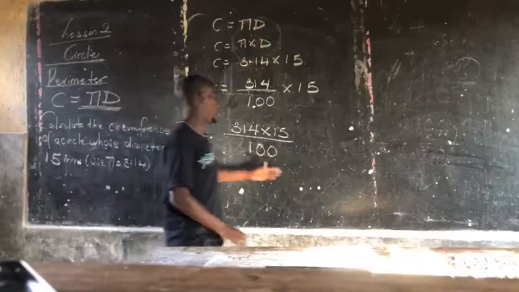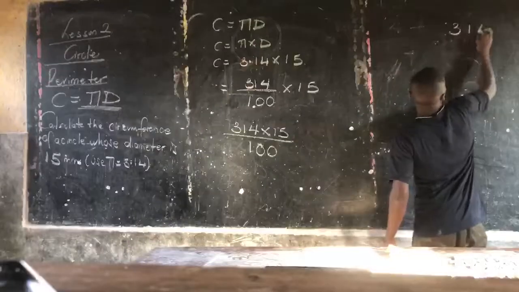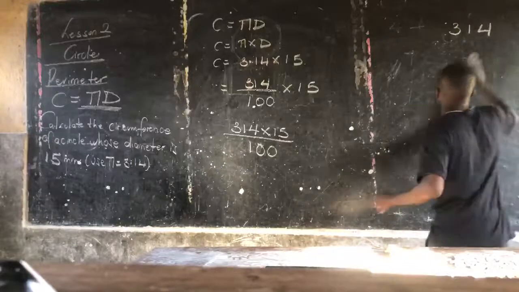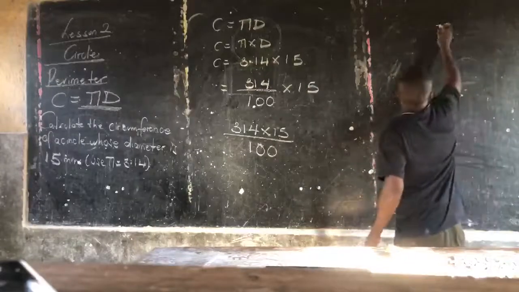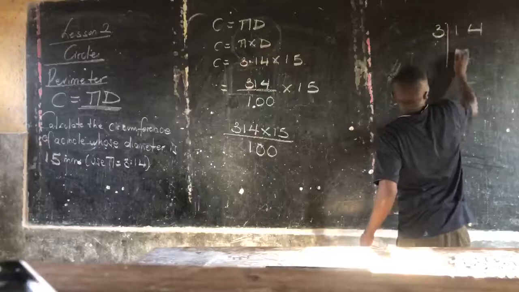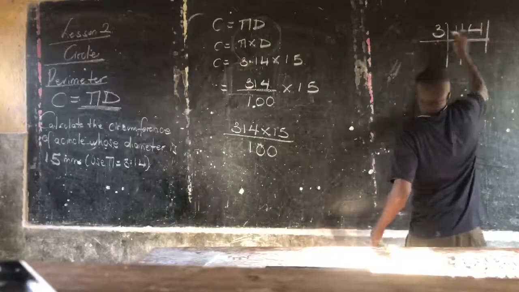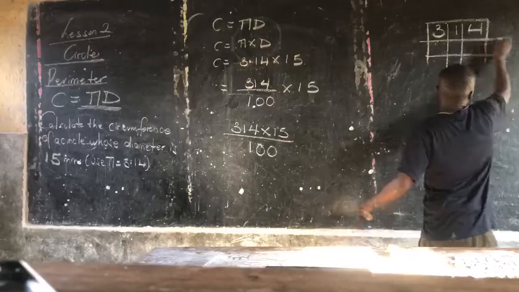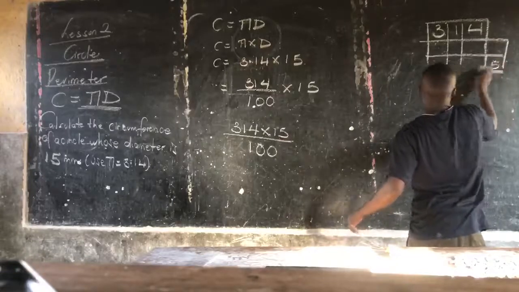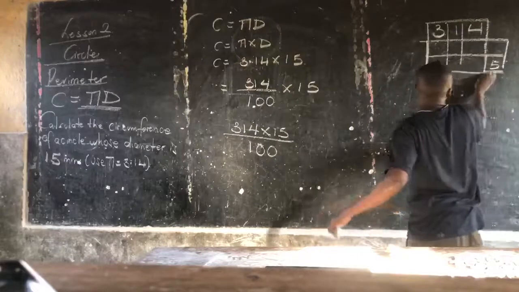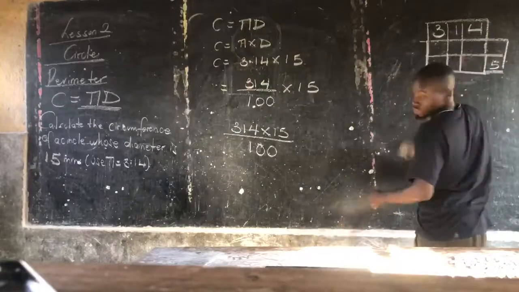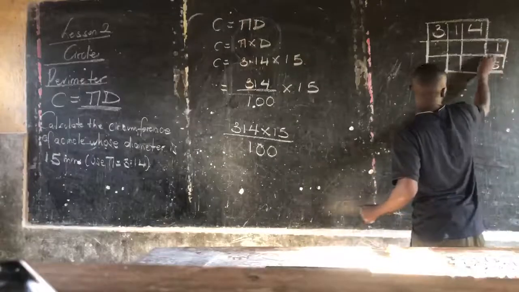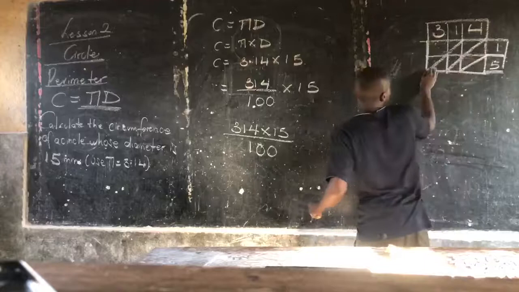Let me multiply this one here. I have 314, and I have another one, 15 here. Let us multiply those numbers using the lattice method.